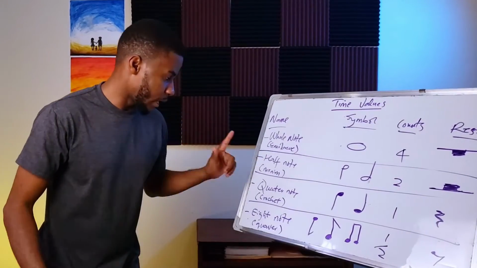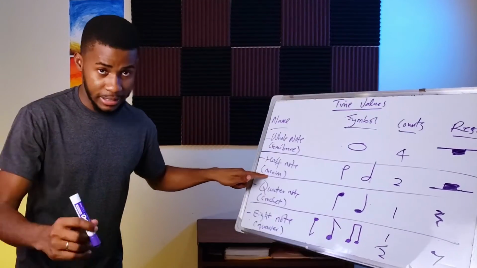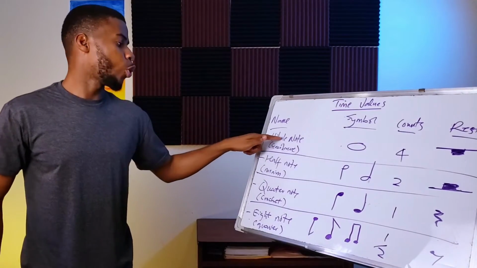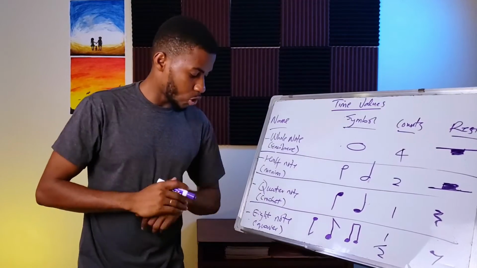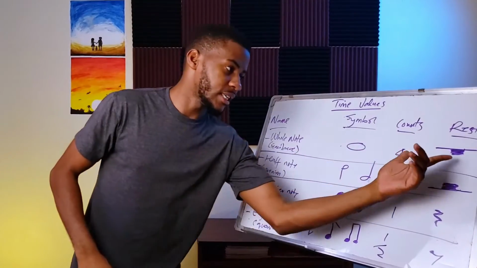I want you to know them. These other names in the bracket are the English, British names. So whole note is also called semibreve, half note minim, quarter note crotchet, eighth note also called quaver. And these are the rests.